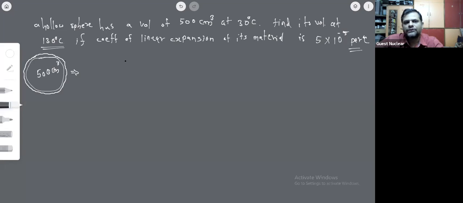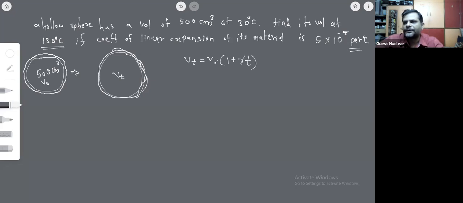it is spherical. This hollow sphere will surely expand when it is heated to 130 degrees Celsius. Due to expansion, not only will its own volume increase, but the volume of the empty space will also increase, right? So if we take the earlier volume of the empty space as V0 and the final volume of the empty space as VT, what is the relationship between V0 and VT? VT is equal to V0 into 1 plus gamma T. Okay. Yes, gamma T.